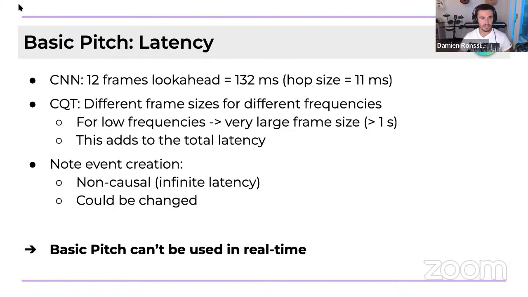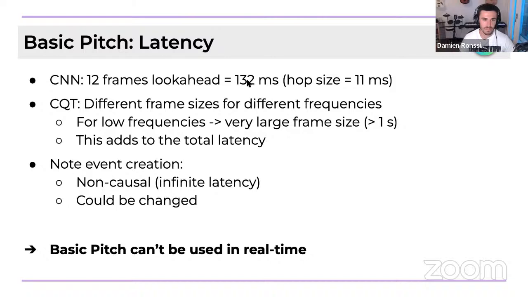So now let's talk about latency, because I had a lot of requests about this on the NeuralNote repo. Like, could this work in real time? Could we have BasicPitch transcribing my music in real time? And unfortunately, we can't, because we have too much latency in the different parts of the algorithm. As I said, the CNN has 12 frames look ahead. So this means more than 100 milliseconds look ahead. And if you've used some plugins before, you know that this is already way too much if you want to have something really snappy.